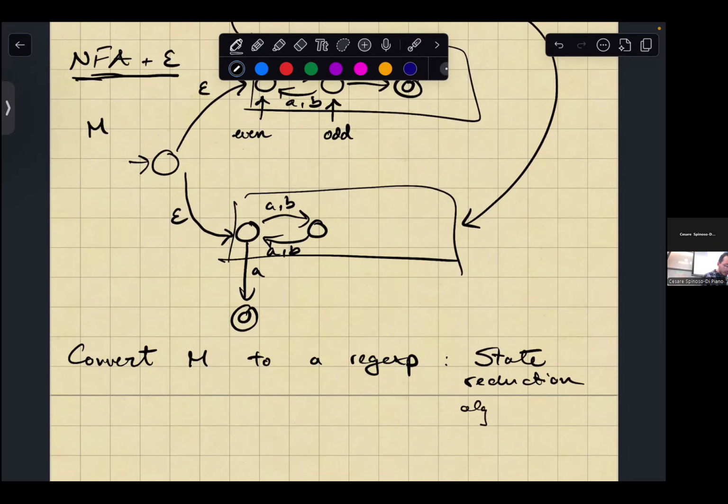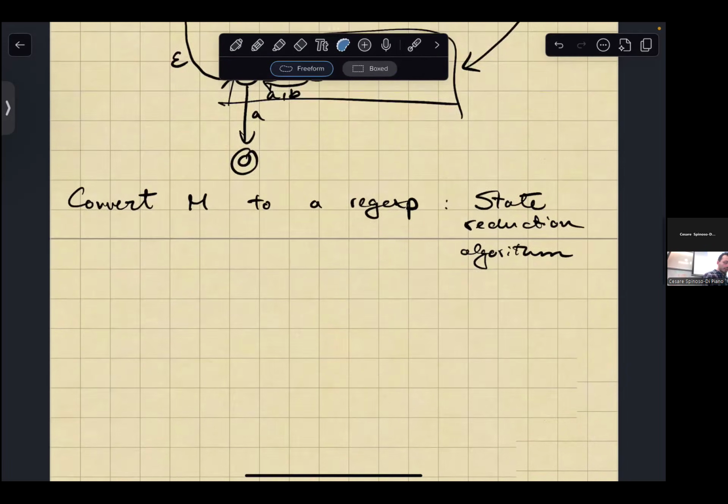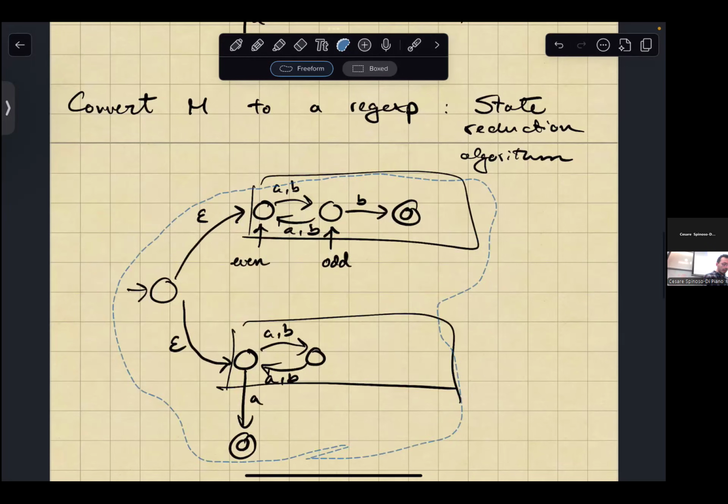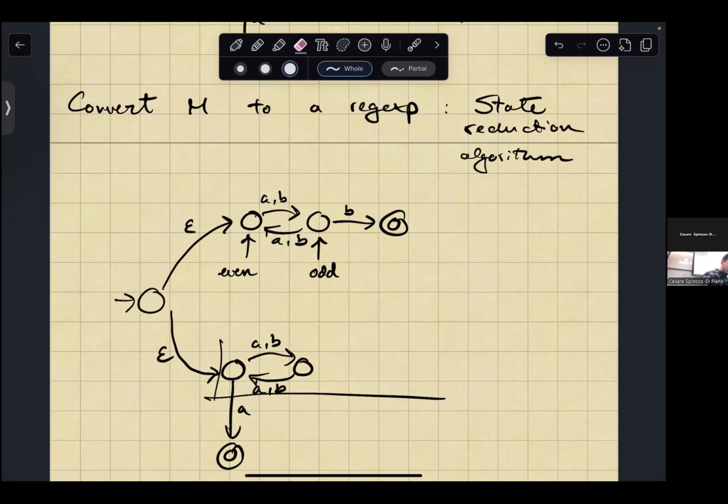You can also use the algorithm presented to you in class, but to be honest, I don't understand it, so I'm not going to do that. You should never present something that you don't understand. So let's take the machine M and let's state reduce it. So as a reminder, how do I run the state reduction algorithm, right?